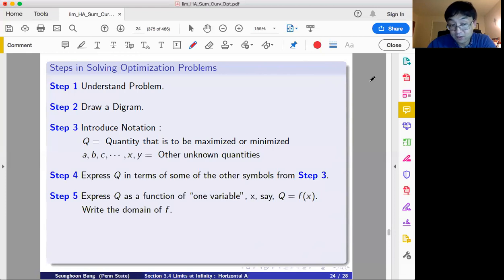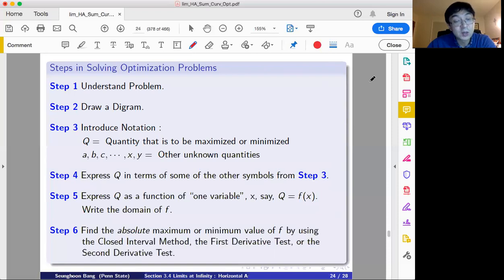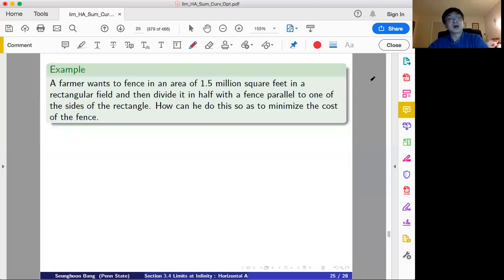Write the domain of f. Step 6, find the absolute maximum or absolute minimum value of f by using the closed interval method, the first derivative test, or the second derivative test. This is the whole idea. So this is a problem.